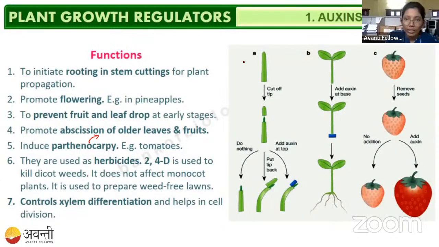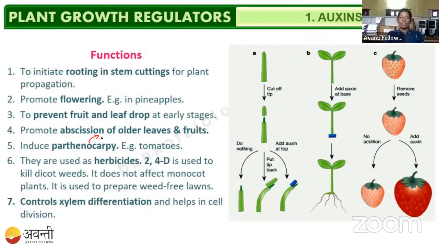Very good. I got an answer from Jainvi Srikakulam, which is absolutely correct. Parthenocarpic fruits means the fruits which are formed without fertilization, right? So to induce parthenocarpic fruit, especially in tomato, we can add auxins. If we are just adding auxins to the plant, we can see the parthenocarpic fruits over there, and some herbicides, right? So these are all the uses or the functions of the auxin in the plant.